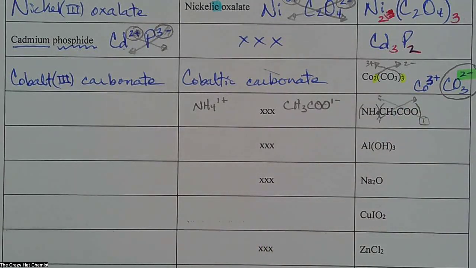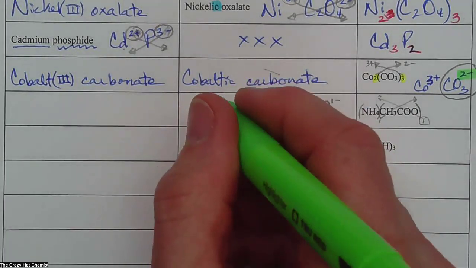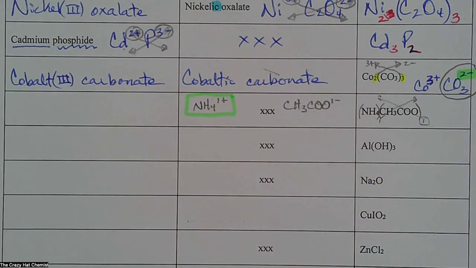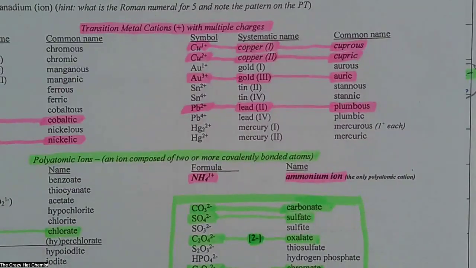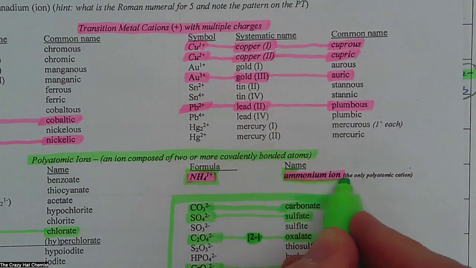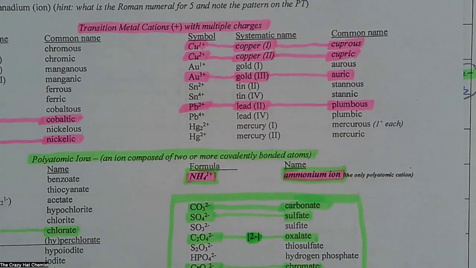This should help me. Now, I do know, and I can see, that this is a polyatomic cation, and there is only one polyatomic cation, and that is right here, and that is the ammonium ion. So I'm going to write down ammonium.